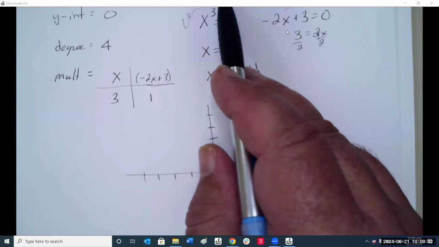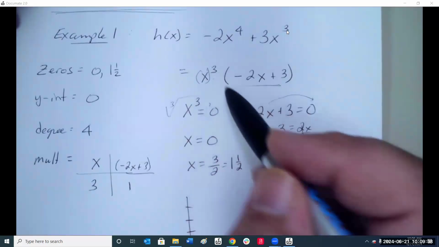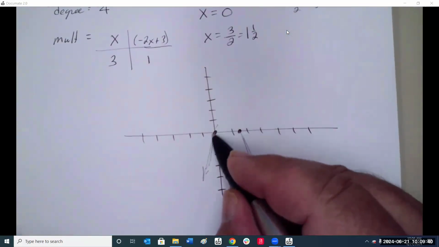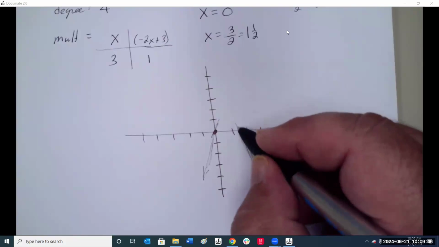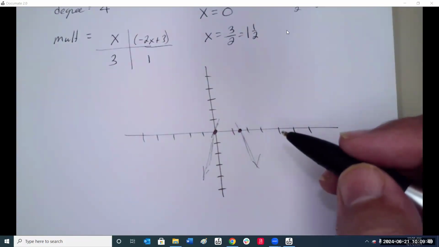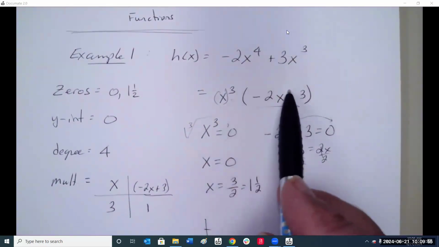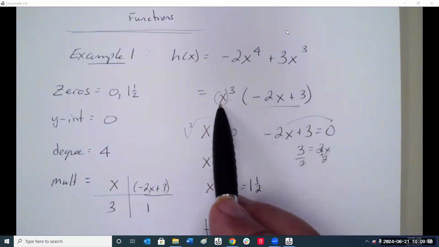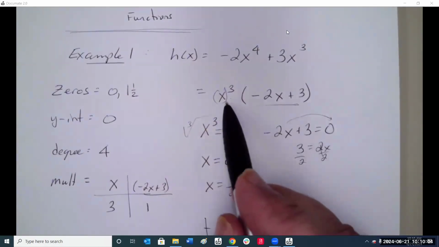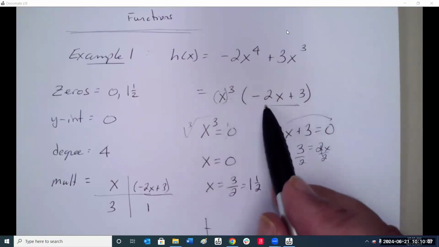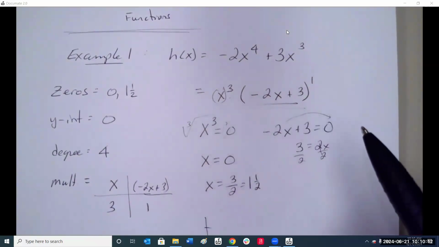Because it's x cubed. Remember we factored out x cubed? So the multiplicity of this first one is 3. So therefore it's going to cross. We only find multiplicities in the factored form. The first one, we took out x to the third, which is actually x plus 0 times x plus 0 times x plus 0. So that's why it's x to the third. And this other one, its multiplicity is 1.